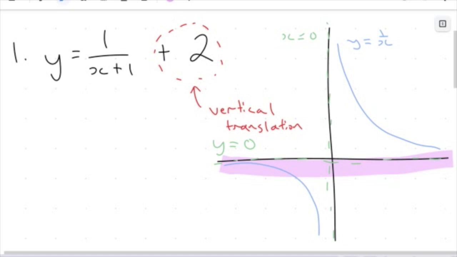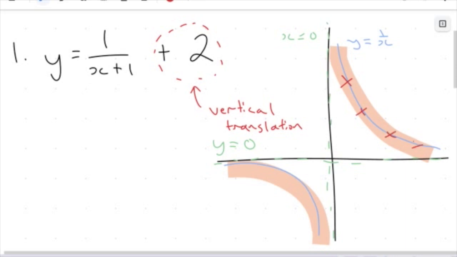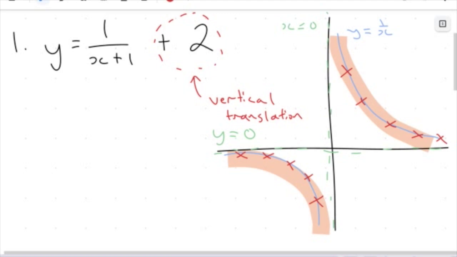Because think about it, if these two bits here are approaching some particular line and getting really, really close to it but not touching it, and every single point on this particular hyperbola is getting translated up, then naturally the line that they get really close to but never touch is also going to get shifted up 2 units. So that is our first transformation here. So everything is getting shifted up 2 units.